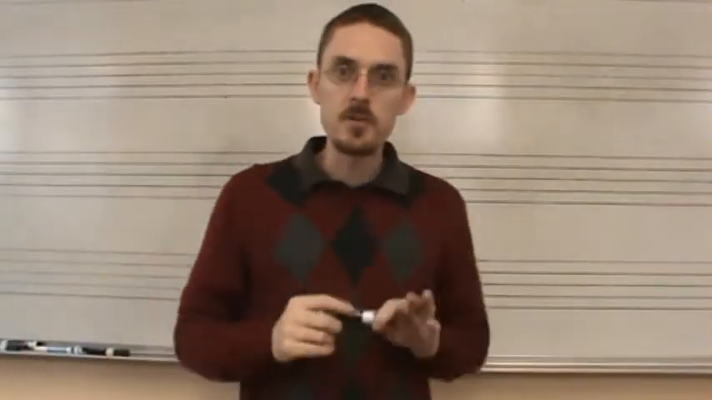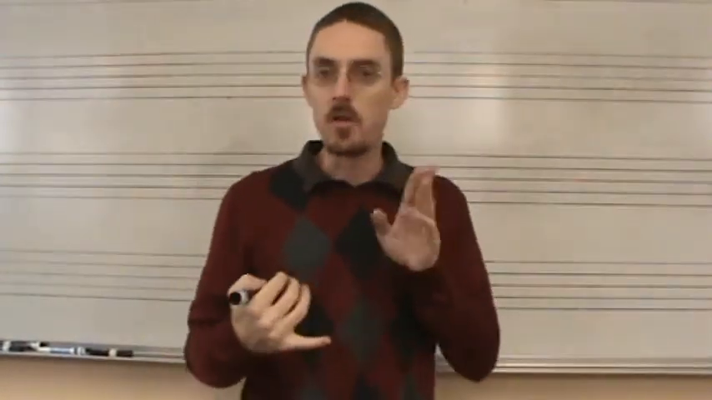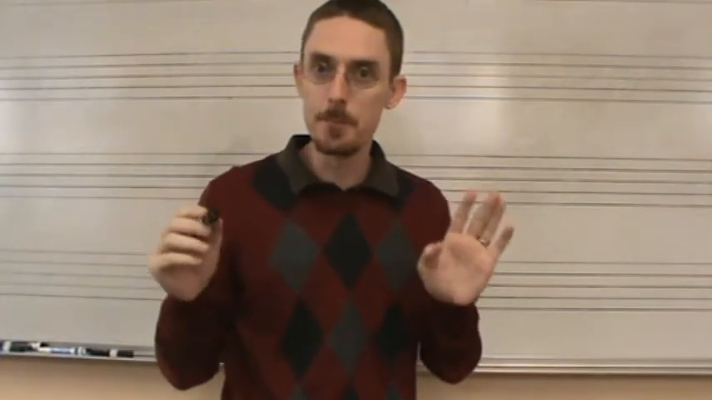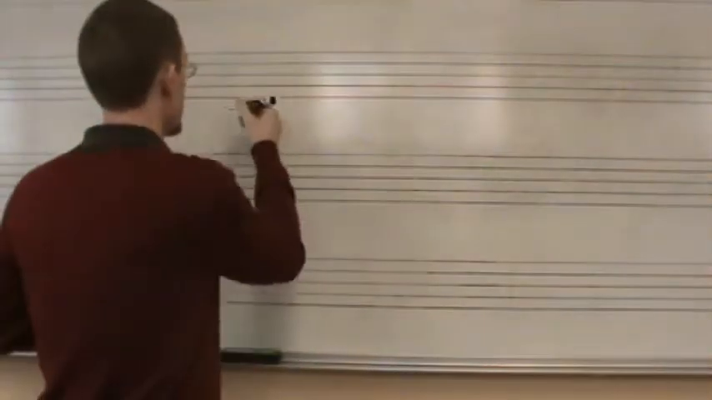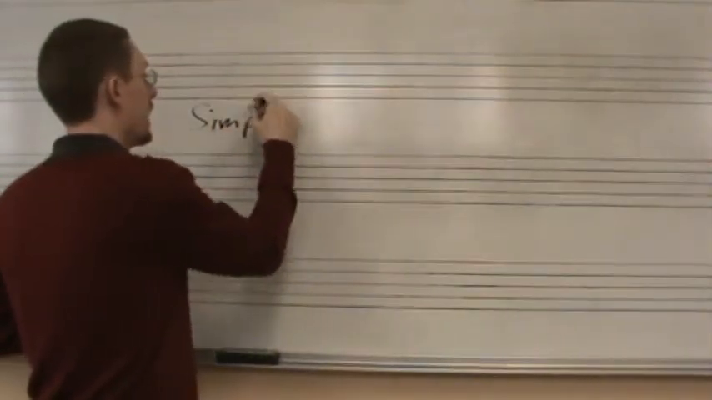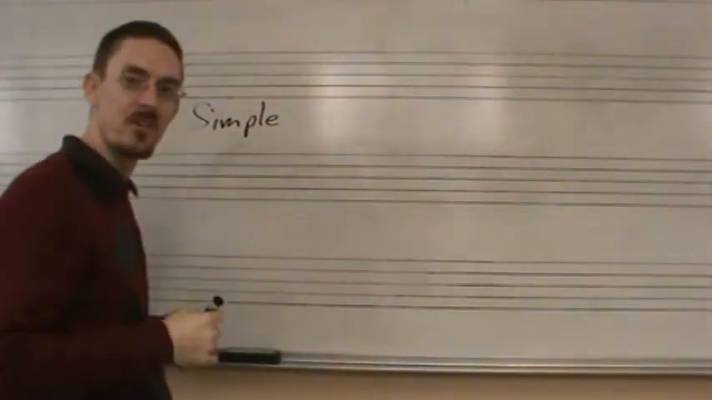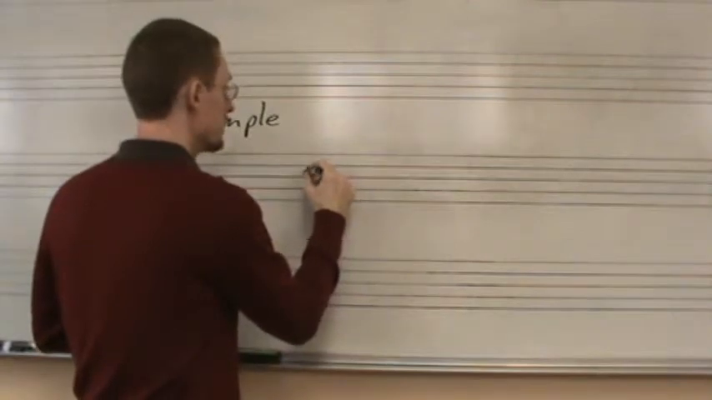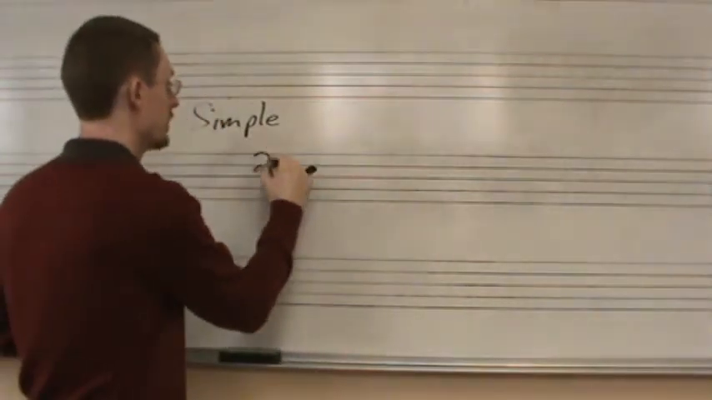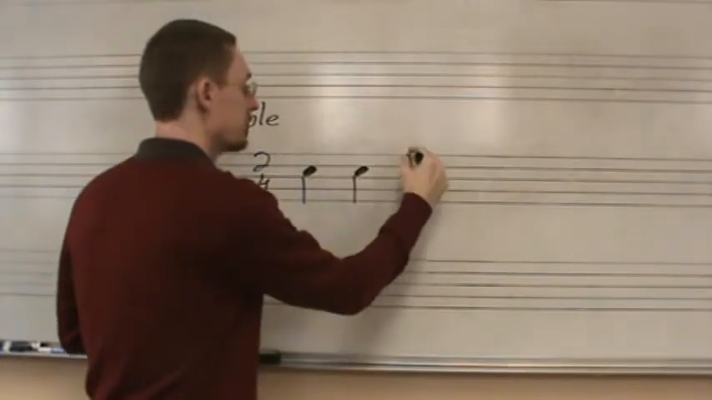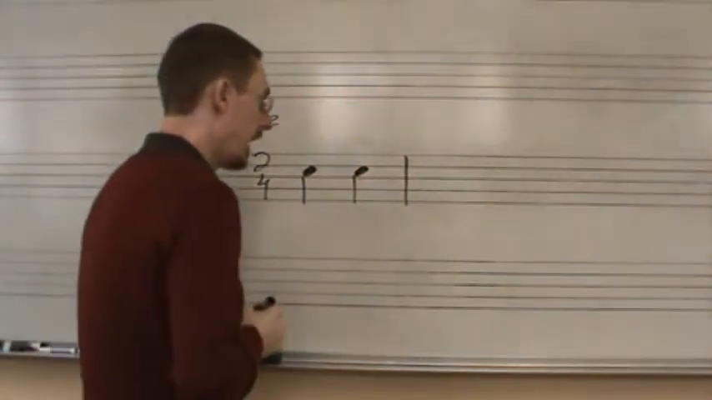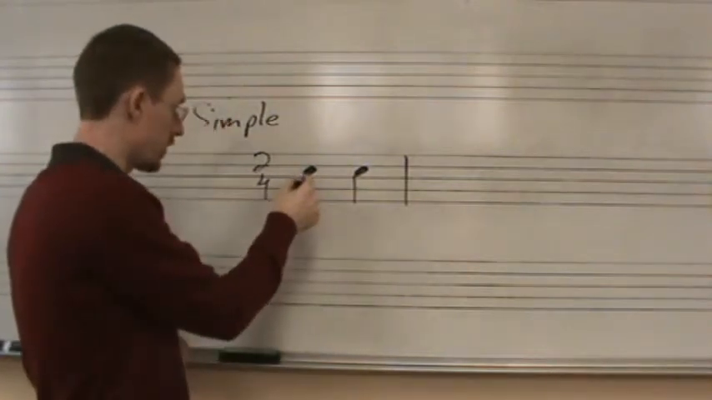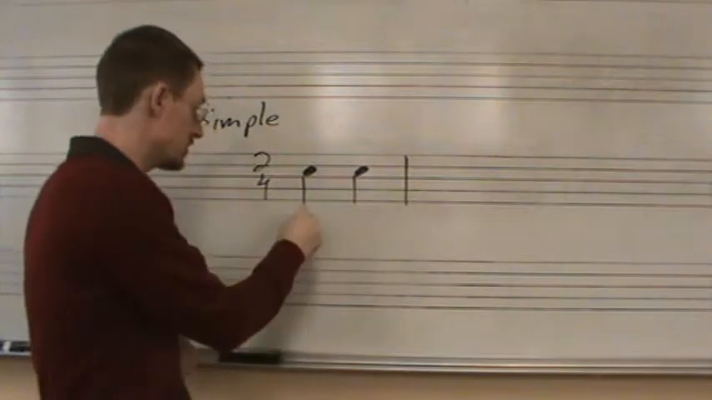So far, up until now, everything we've done, whether melodically or rhythmically, has been based on simple meter. And what is simple meter? Let's say we're in 2-4 time, so you've got a couple of quarter notes, a nice measure here, and you want to divide into levels of subdivision. It's pretty easy what you do. You take the quarter note, and if you want to subdivide at the first level, you just break it in half.